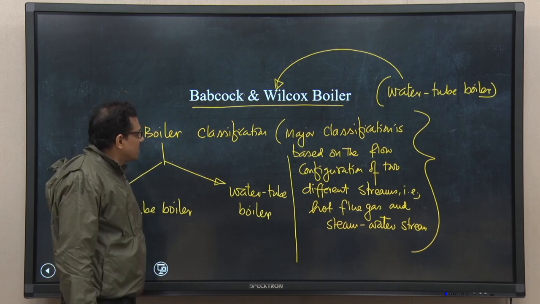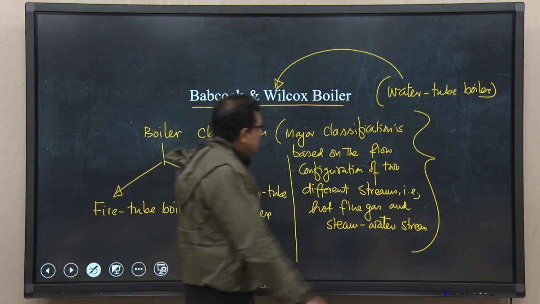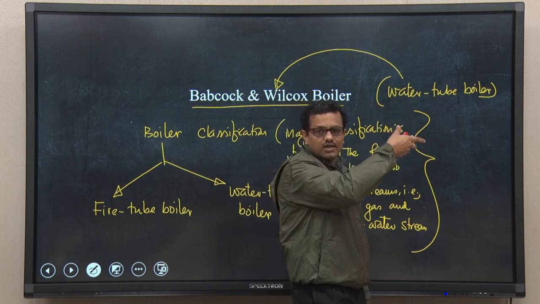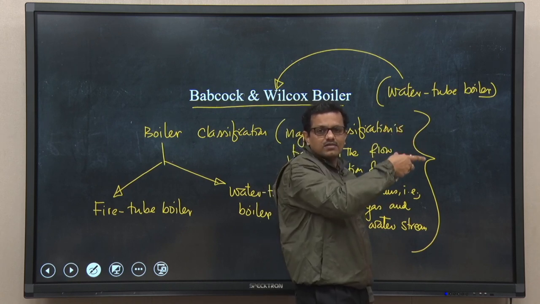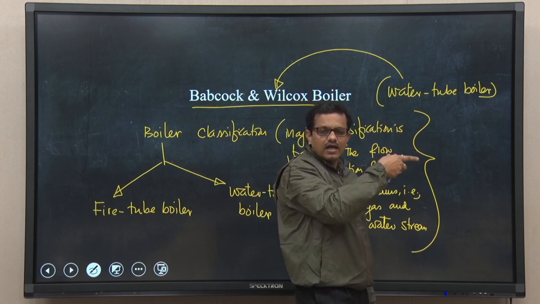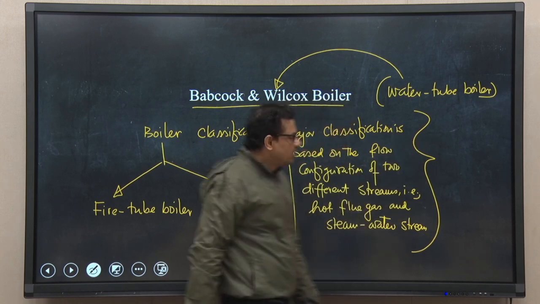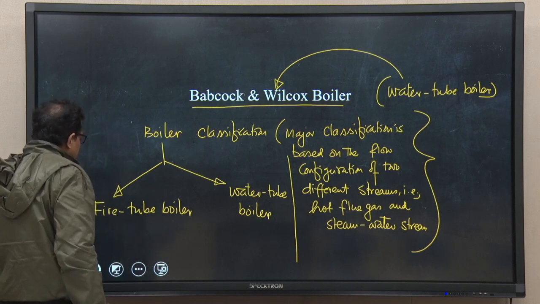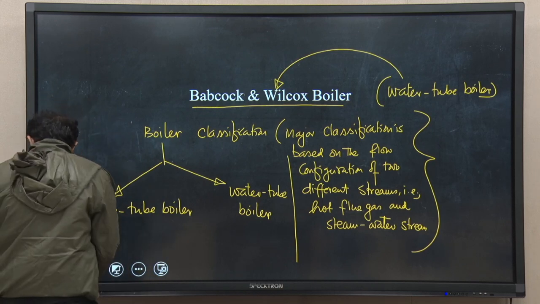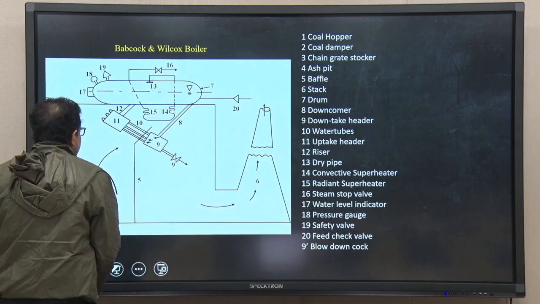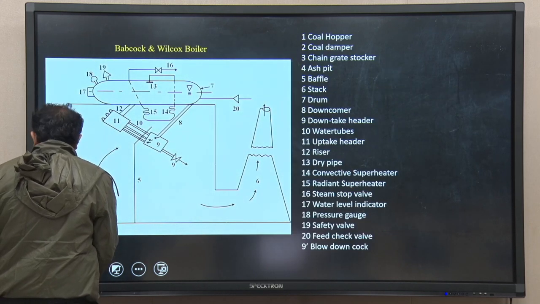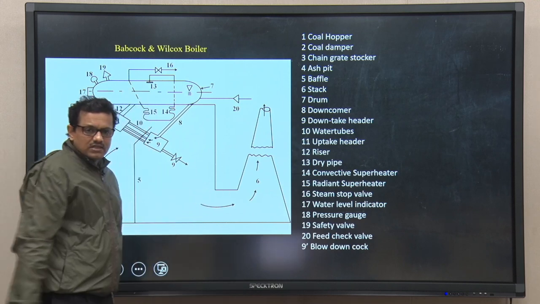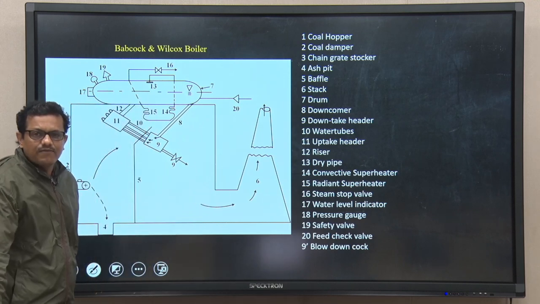So, this is the water tube boiler. Basically the name itself suggests that water will be allowed to flow through the tube, and while one stream is going through the tube, the other stream has to pass through the shell. And that is the Babcock-Wilcox boiler. This is a water tube boiler. Now, let us come to the schematic depiction of this particular type of boiler. This is the schematic depiction, that is, the cross sectional view.